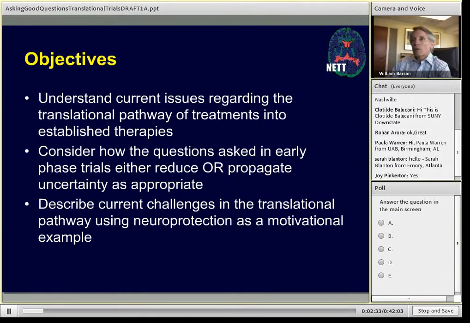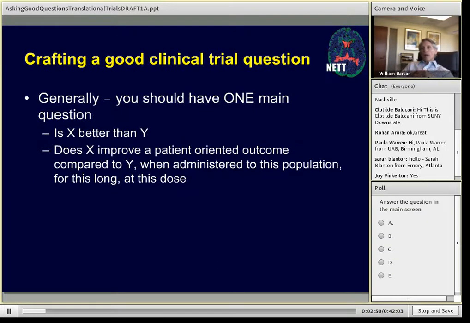My only disclosures are funding from NINDS and FDA. The objectives for this talk are to understand the issues regarding the translational pathway of treatments into established therapies, again using neuroprotection as an example. I want to talk about how sometimes you can get started on the wrong track. Rather than answering questions, early phase trials can actually propagate uncertainty if we don't ask the questions right. And I'm going to talk about the current challenges in the translational pathway, again using neuroprotection as an example.